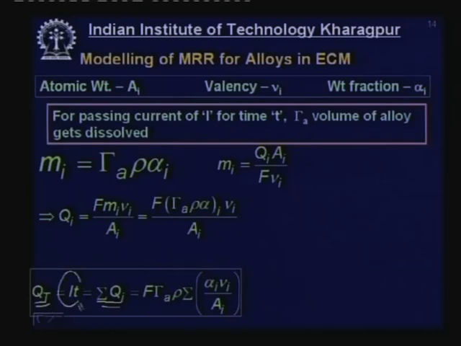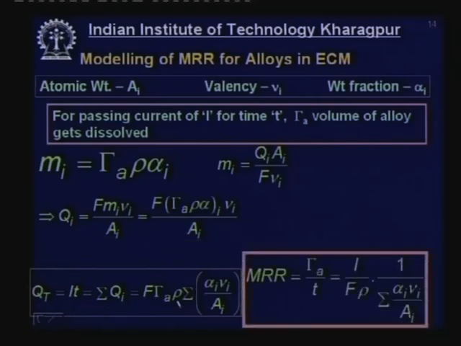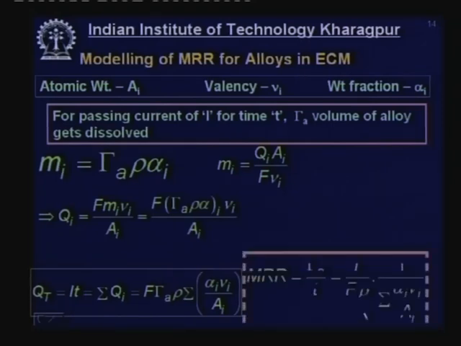However, Qt is also I into t. If I pass 1000 ampere of current for 10 seconds, I know how much is the total charge, and that is the sum of all the charges, and I have the expression for one charge. So, I can simply sum it over all the charges to get a material removal rate as gamma A by t, because this was the volume removal and I took this much time. So, I can simply get the volume material removal rate like this.